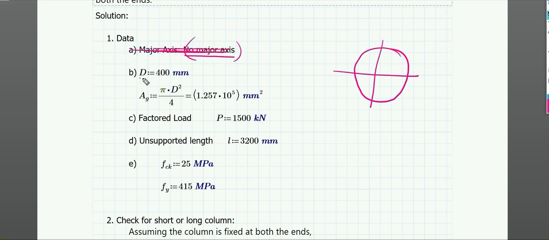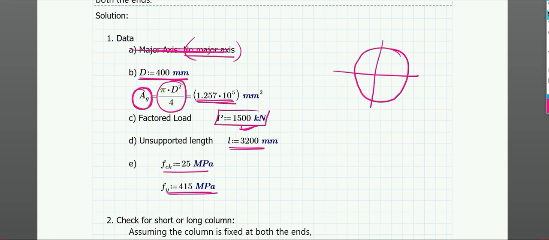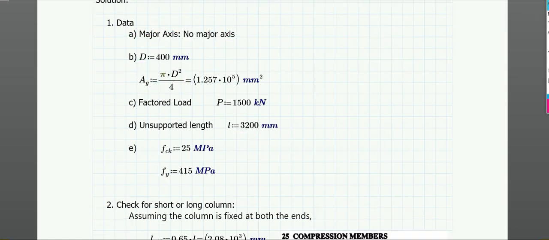Then the diameter is 400 mm, and Ag, that is the cross-sectional area of the column, which is pi d square by 4, which comes out to be this value. Then the factored load is already given, 1500 kilonewton, and the unsupported length is 3.2 meter, and fck is 25 and fy is 415. So these data are already provided.